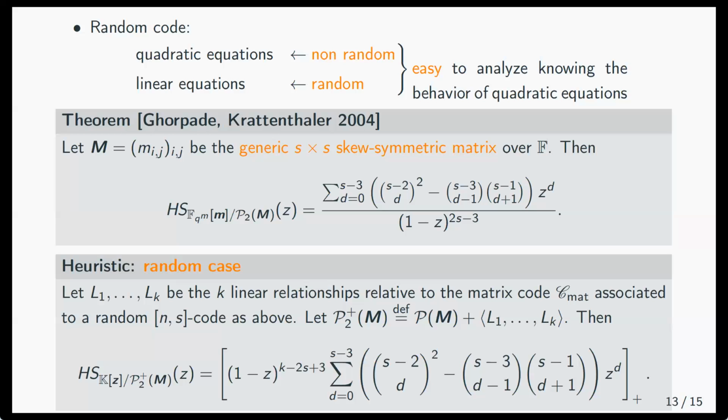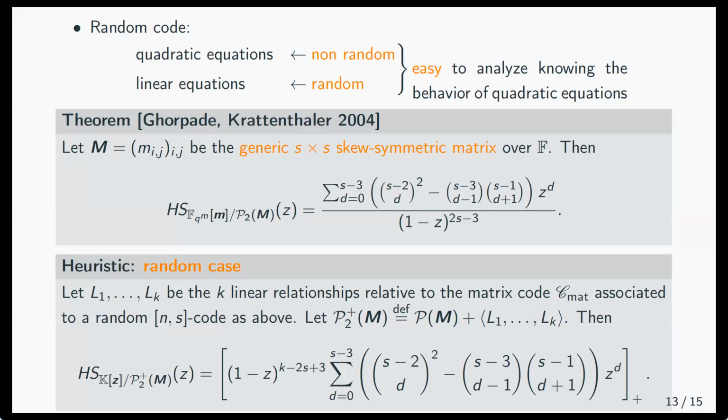Luckily, this result is known in commutative algebra. In other words, it is known that the Hilbert series of the generic Fröberg ideal is given in this theorem. And based on this formula, we can obtain a heuristic formula for our ideal Q plus, taking into account the effect of random linear equations, that is given here and that has been verified experimentally.